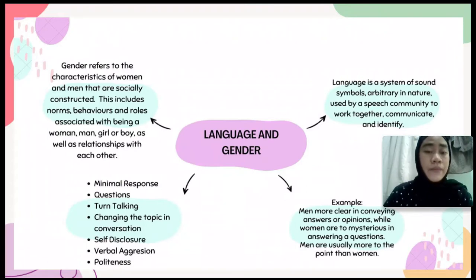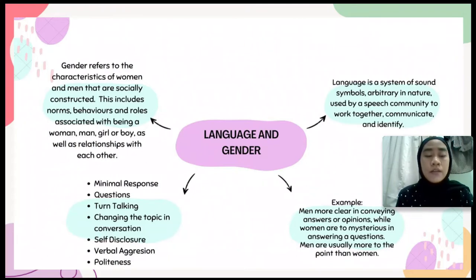First, there is minimal response. What is minimal response? Minimal response is an utterance, a short answer that the listener makes while the speaker talks in conversation. For example, women respond frequently, while men respond less frequently.